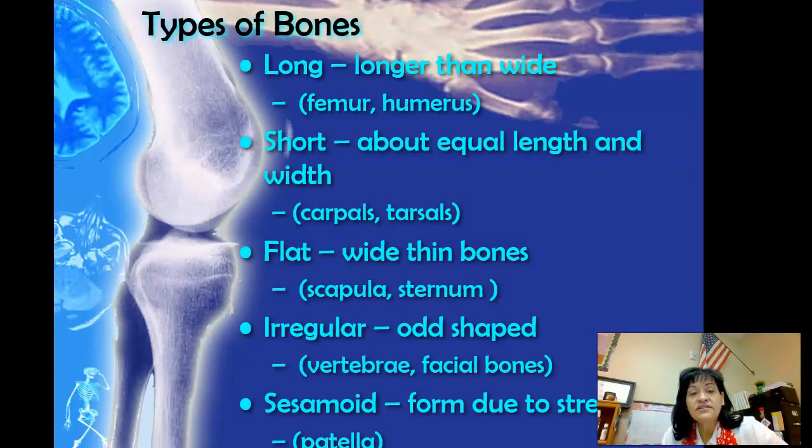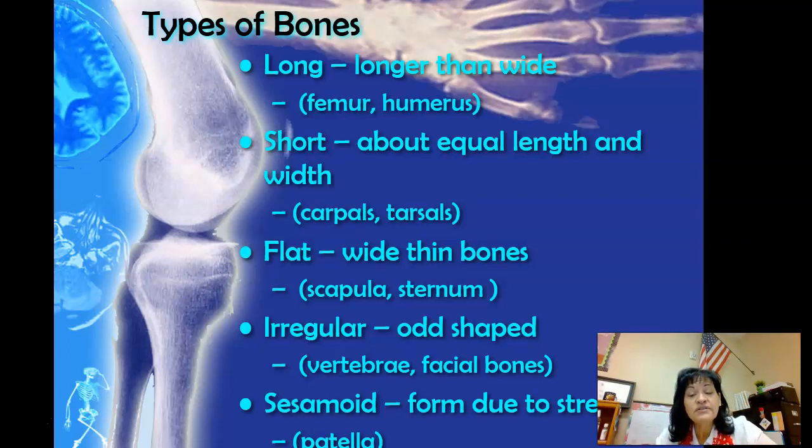These also are not on the notes, so list these somewhere on the side. You have different types of bones. We have a long bone, which is longer than wide. Long bones are longer than wide. This includes your femur and your humerus, okay? Then we have short bones that are about equal in length and width. So these would be your carpals and tarsals, down in your ankles and wrists. So those are short bones.